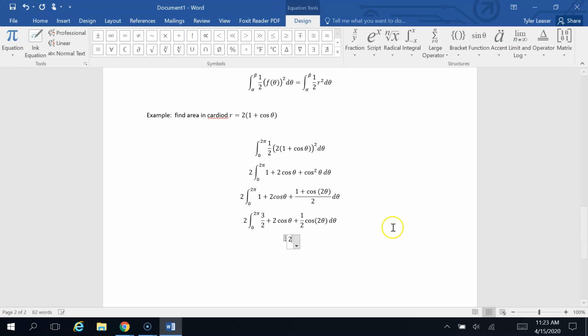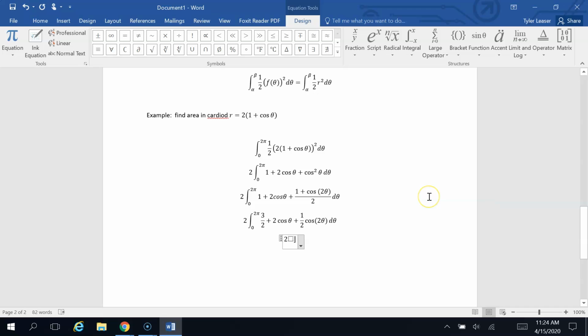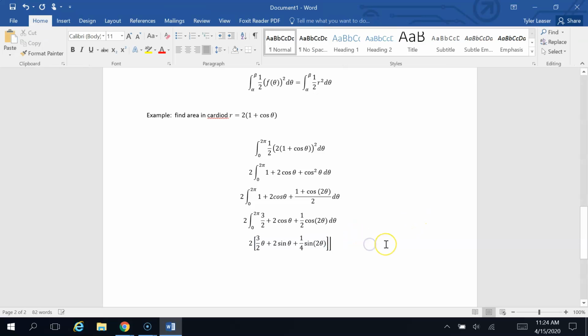All right, now we can do each of these antiderivatives. Still have the 2. So we still have the 2, and then inside that we have 3/2, which the antiderivative of 3/2 is going to be 3/2 theta. And then it's going to be plus 2 sine theta, the antiderivative of 2 cosine theta. This one you've got to be a little bit careful about. We're going to divide that 2, which is going to be a 1/4. And then the antiderivative of cosine is sine, and then we still have the 2 theta on the inside. Great. And then we're going to evaluate this between 0 and 2 pi.